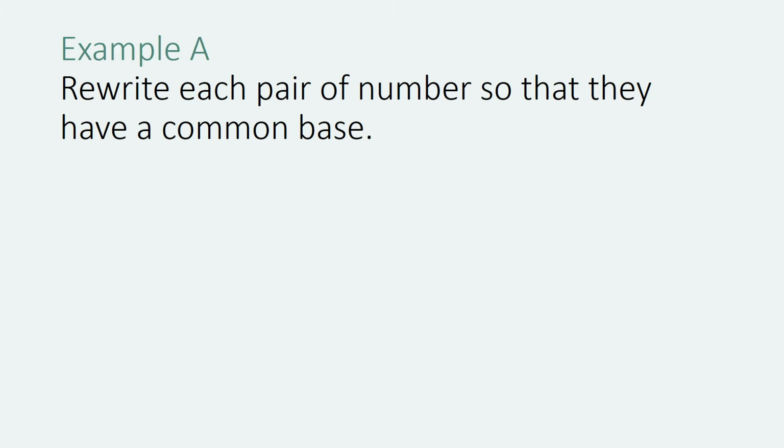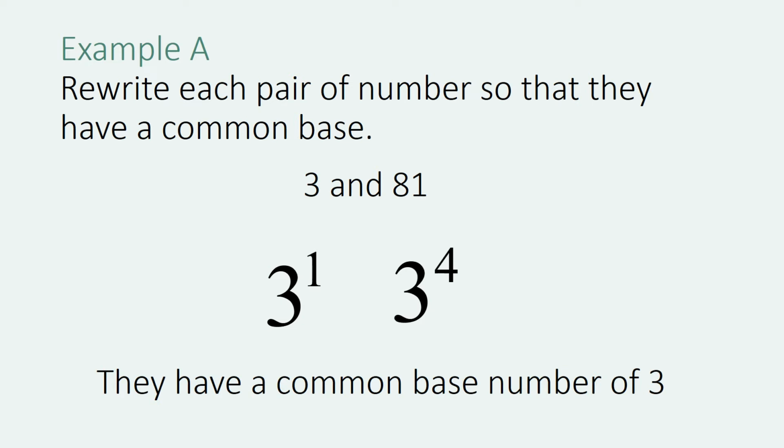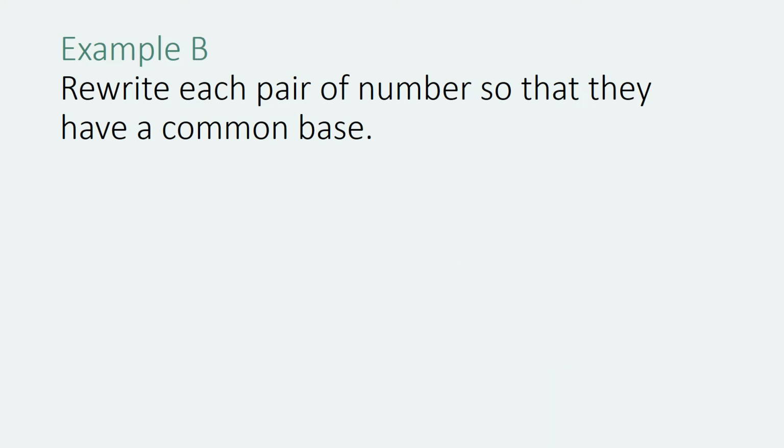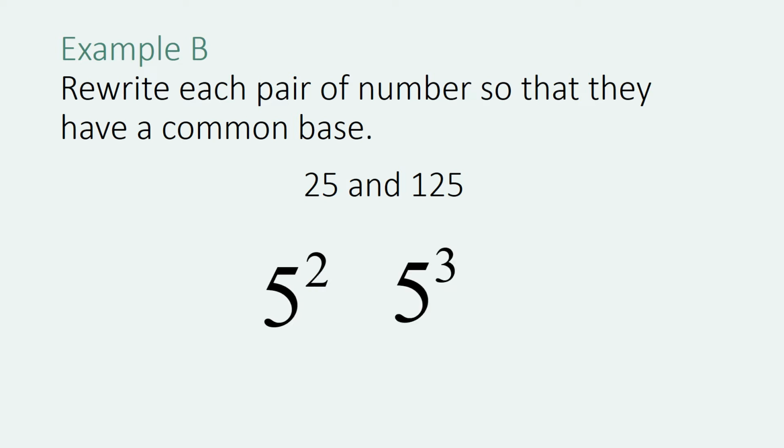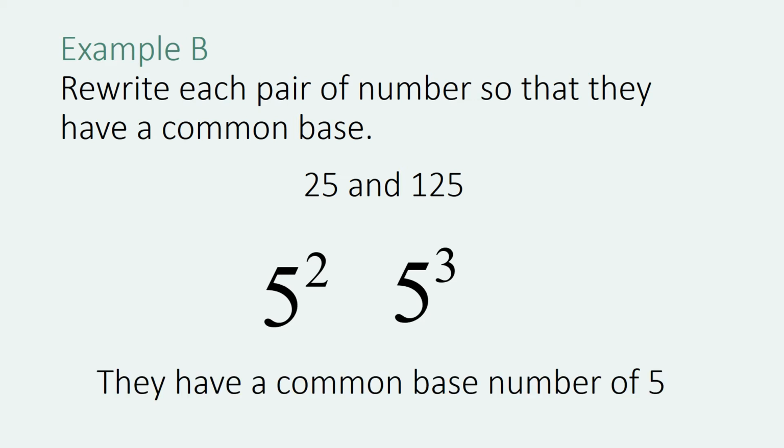So if we look at another example with the same set of directions, if we rewrite each pair of numbers so that they have a common base, if we have 3 and 81, we can rewrite 81 as 3 to the fourth, because 3 can't be any more simple, it's just 3 to the first. So they both have a common base number of 3. And let's look at another example, getting used to that perfect roots chart and looking up numbers. 25 and 125, well, we can rewrite 25 as 5 squared, and we can rewrite 125 as 5 cubed, so they have a common base of 5.